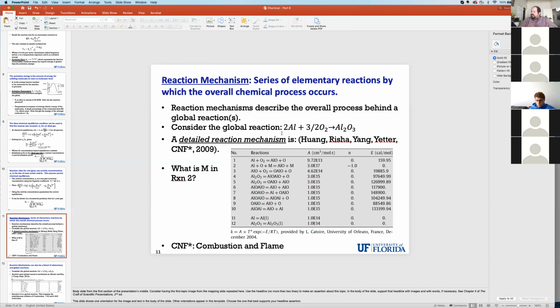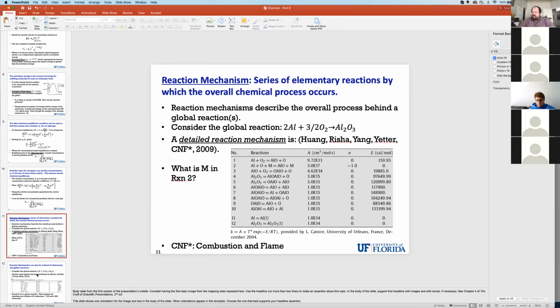But there are lots of models for this. Basically you have this whole series of chemical reactions here, and alongside each chemical reaction, we have the prefactor A, the temperature exponent, and the activation energy. So this is traditionally how a series of chemical reactions are listed, and all of these chemical reactions can occur simultaneously.